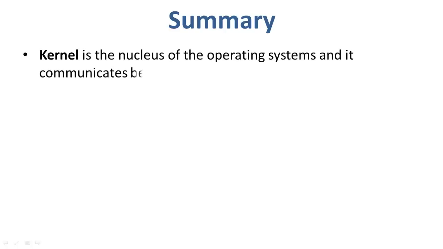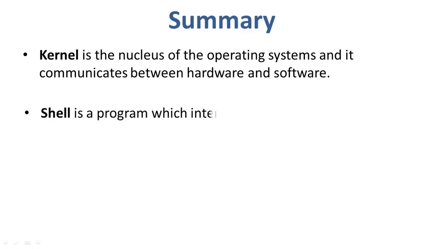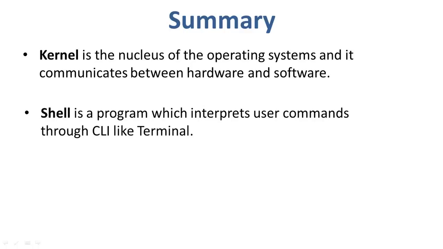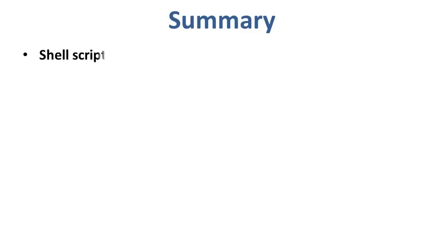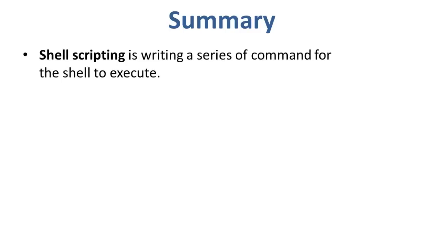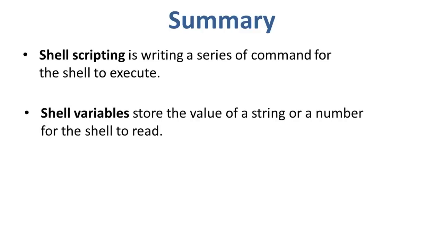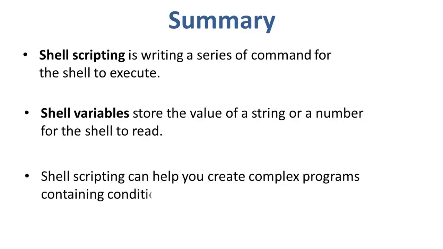Let us quickly recap what we learned in this tutorial. Kernel is the nucleus of the operating system and it communicates between hardware and software. Shell is a program which interprets user commands through a CLI like terminal. The Bourne shell and the C shell are the most used shells in Linux. Shell scripting is writing a series of commands for the shell to execute. Shell variables store the value of a string or a number for the shell to read. Shell scripting can help you create complex programs containing conditional statements, loops, and functions.